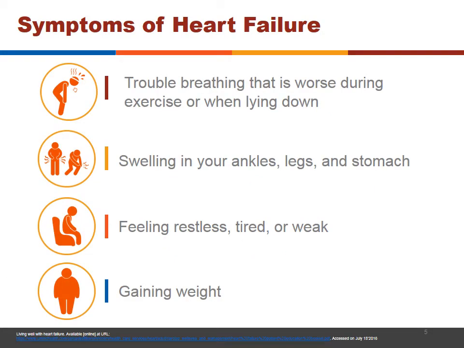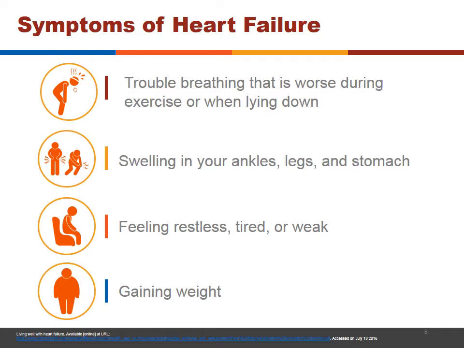What are the symptoms of heart failure? This is very important. Trouble breathing that is worse during exercise or when lying down. There are terms you must have seen, called dyspnea, and nocturnal dyspnea when you are lying down, as well as during exercise. So these are the symptoms. Swelling in our ankles, legs, and stomach. We have also discussed the ankles, legs, abdomen, and also the lungs.